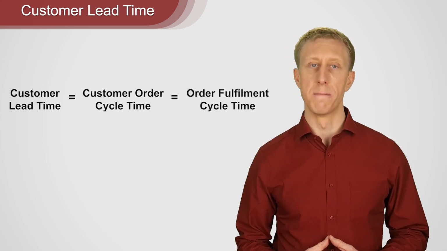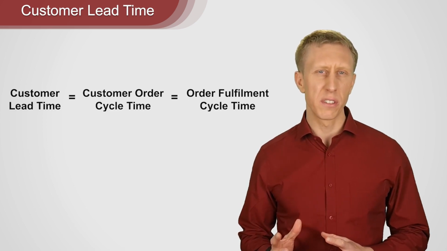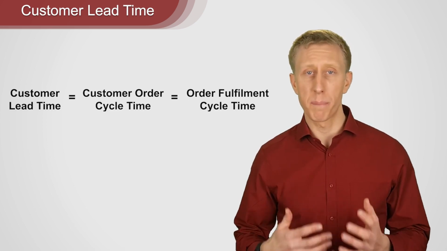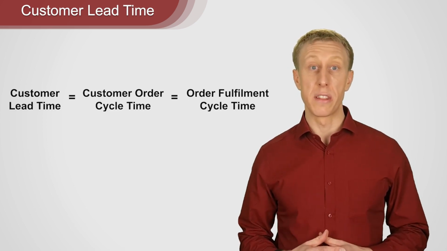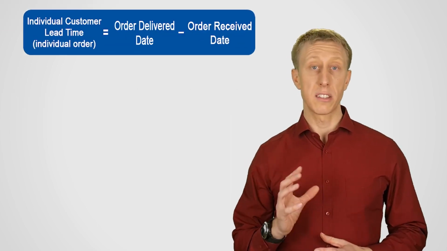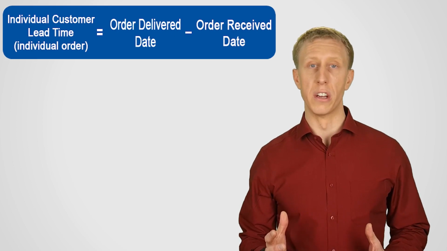Measuring customer lead time is about how long it takes to deliver a customer's order after the customer orders it. It's also known as customer order cycle time or order fulfillment cycle time. There can be subtle differences in definition from company to company, but essentially they're the same thing. So for customer lead time, let's look at an individual order first.